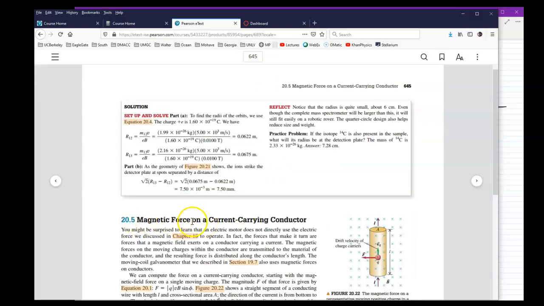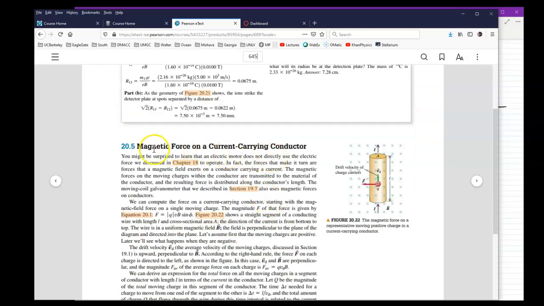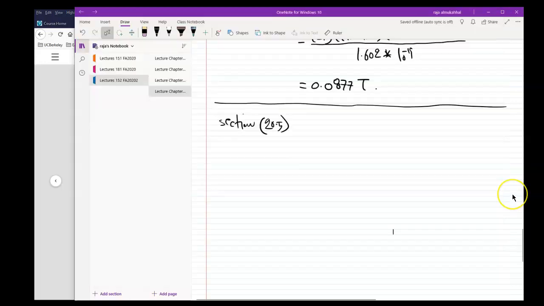It says the magnetic force on a current carrying conductor. What's he basically saying? The magnetic force on a wire. Okay, and the wire is live. It has a current inside of it. That's really what it means. Okay, so magnetic force on a wire. Now, what's the difference between what we have just studied and what we are going to study? What we have just studied is the magnetic force on a moving charge. That's it.